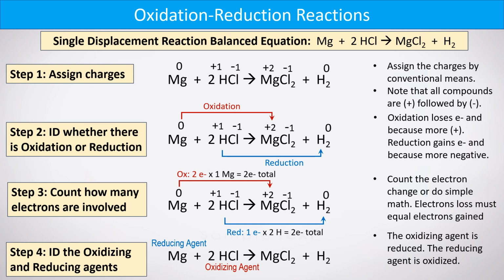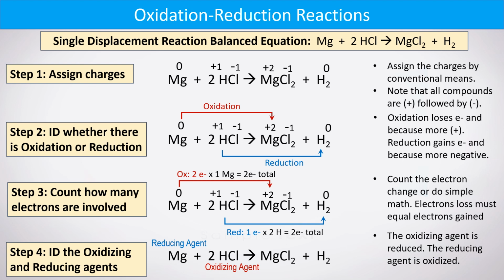However, in the case of an elemental species, as in magnesium is in its elemental state and hydrogen in its elemental state, you will assign a 0 to that. Once you assign the charges, then ID whether there is oxidation or reduction in that particular species or element. In the case of magnesium, it went from a 0 to a +2. Again, the charge has been assigned by conventional means. In the case of hydrogen, it went from a +1 to a 0. Chlorine did not change, therefore we don't have to consider it.